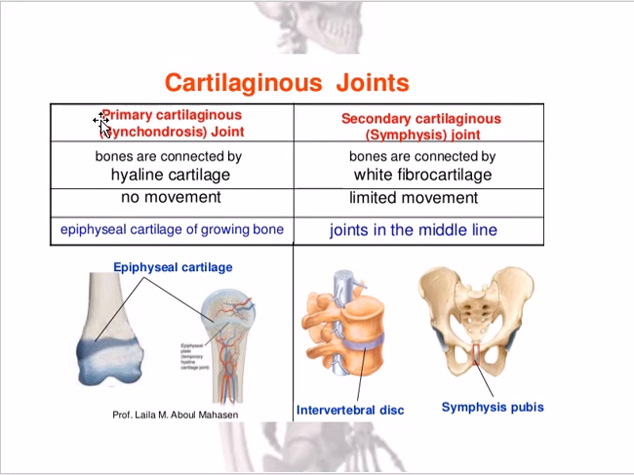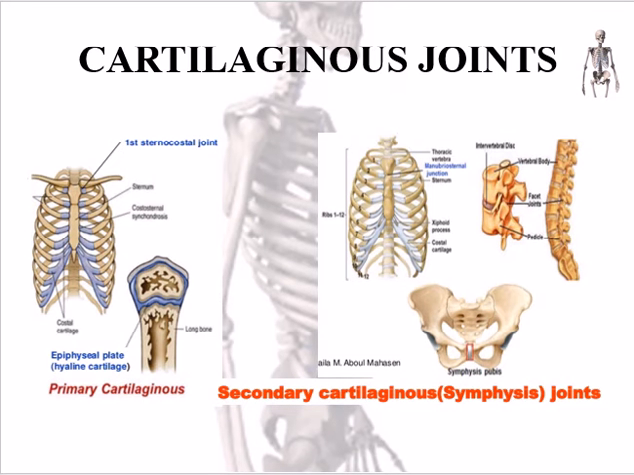Comparison table: primary and secondary cartilaginous joints. In primary cartilaginous joints, bones are connected by hyaline cartilage, and in secondary cartilaginous joints, bones are connected by white fibrocartilage. In primary cartilaginous joints there is no movement, but in secondary cartilaginous joints there is limited movement. Primary joints include the epiphyseal cartilage of the growing long bone, and secondary joints are present in the midline. These are some examples of primary cartilaginous and secondary cartilaginous symphysis joints.